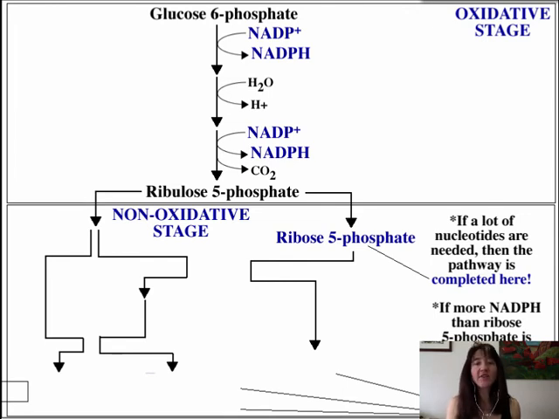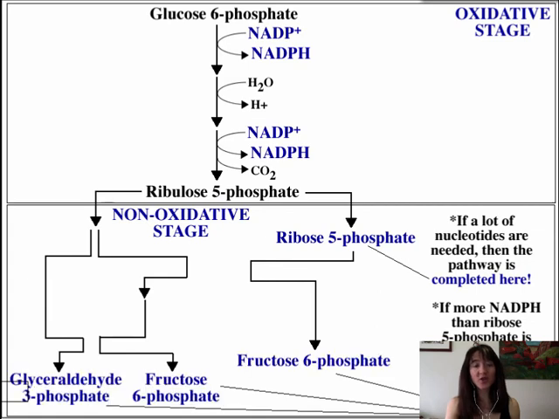However, if a cell needs tons of NADPH, maybe in helping to keep a metal ion reduced like iron, but it doesn't need a lot of ribose 5-phosphate Legos, then the intermediates will be recycled and converted back into molecules that you will recognize. These molecules are glycolytic intermediates, and you will for sure recognize glyceraldehyde 3-phosphate and fructose 6-phosphate being intermediates in glycolysis. So now these can be shunted back into glycolysis.